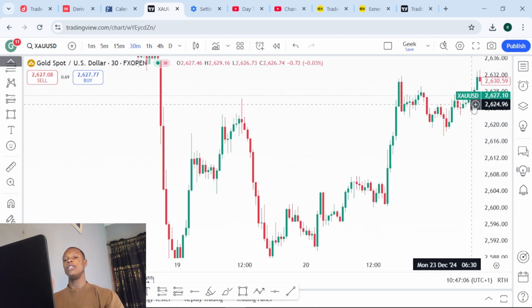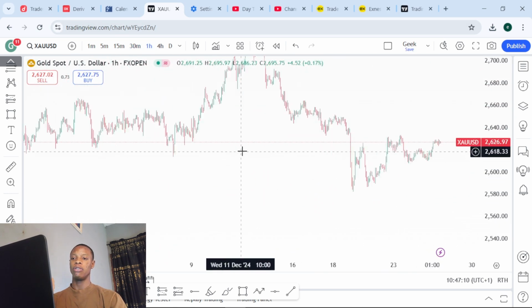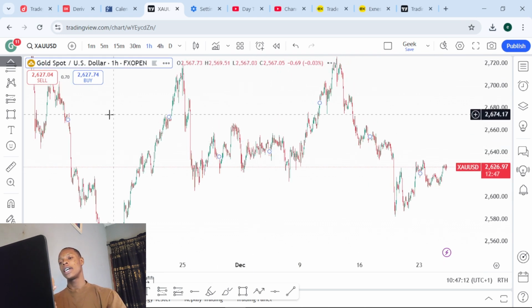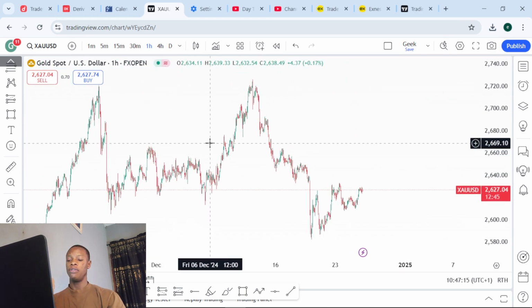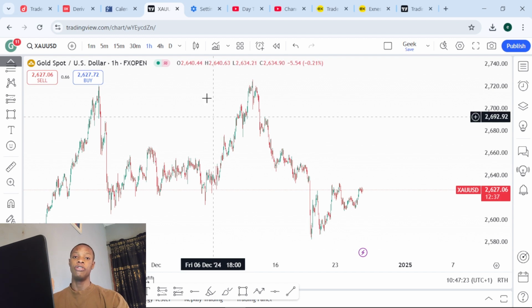So the first thing I do, literally, I took this trade as a scalp. The trade I took now was just scalping. If you know, scalping means trading on the lower time frame. So I took the trade on the 15 minutes, 5 minutes time frame. That was where I took the trade.